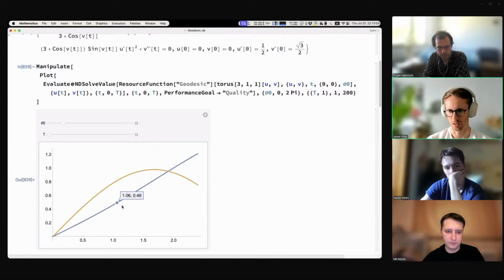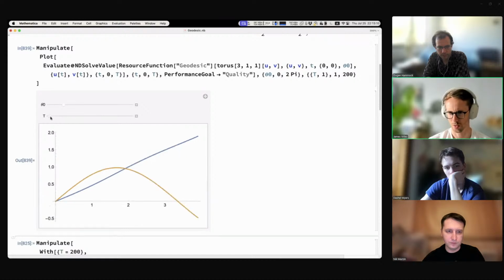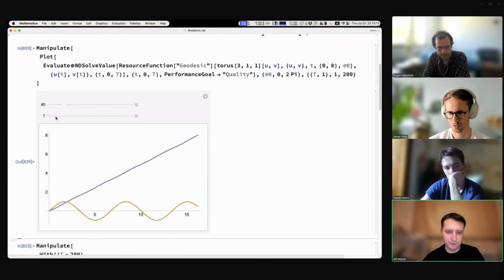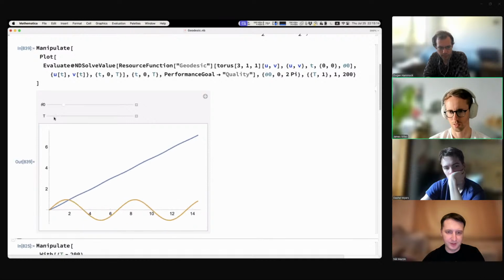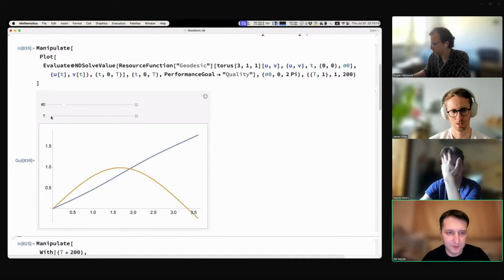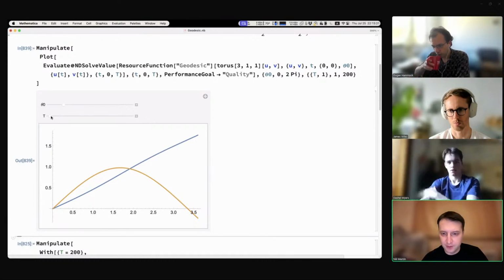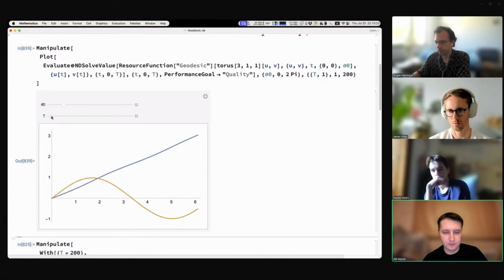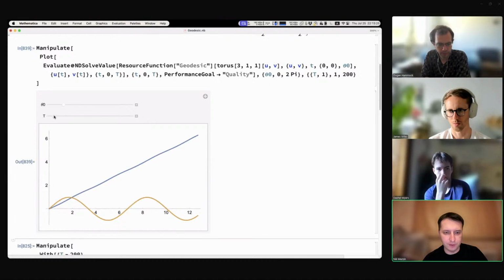What's T now? Is that the length? That's how long we integrate for. Essentially the curve itself, the position on the curve. That's how those coordinates behave. So there's some waviness to it. It's not a straight line.